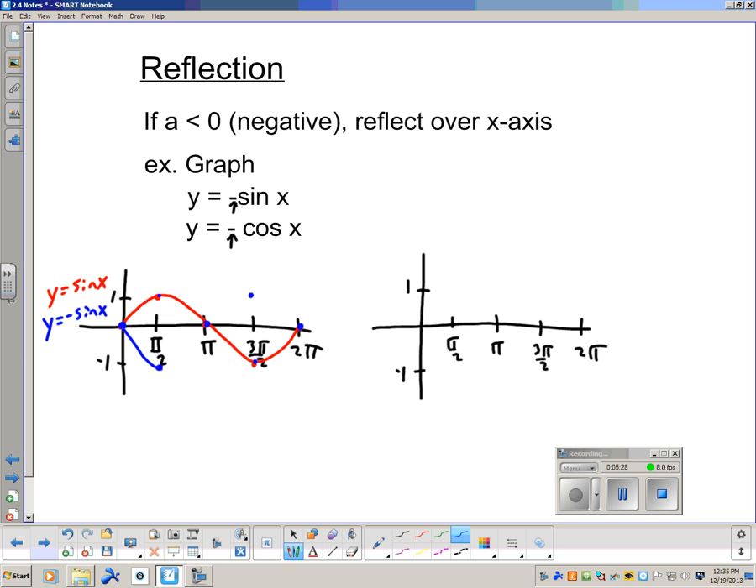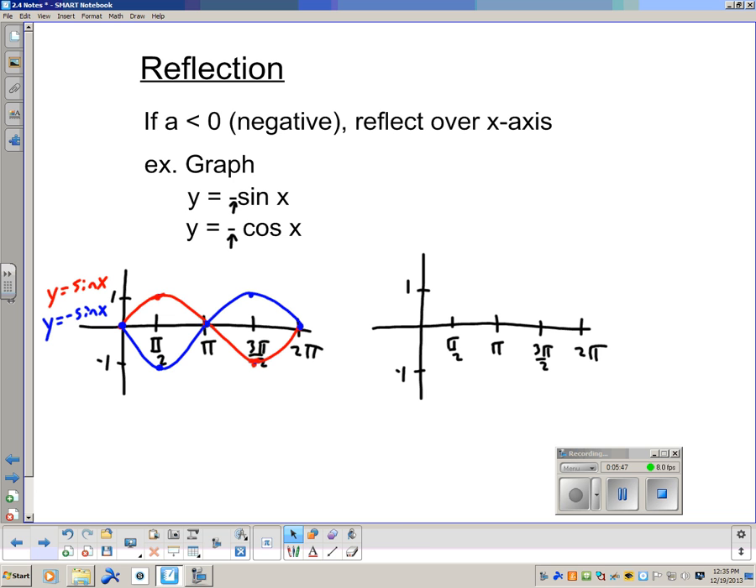So now I can connect those. So really, y equals negative sine x is just that blue one there. So there's our nice graph there. It's only the blue portion. The red one is just there to help us graph it out.